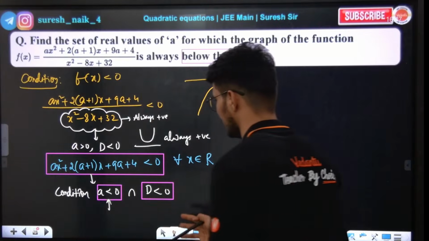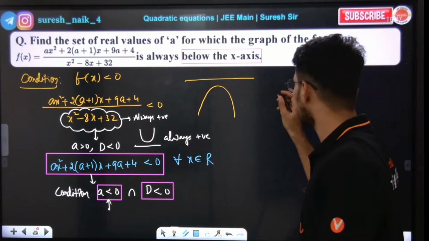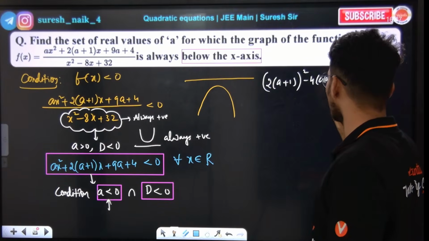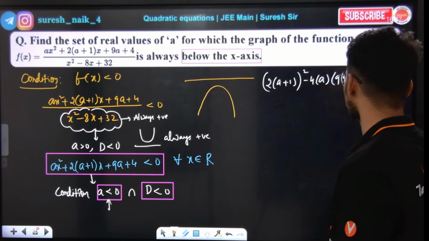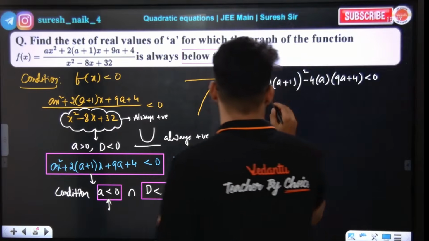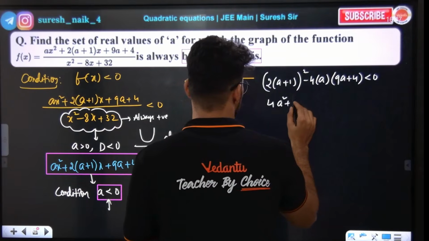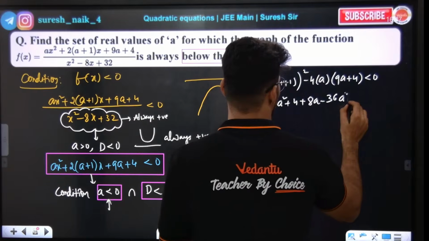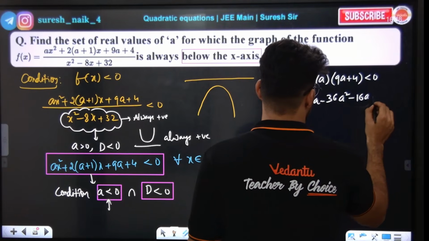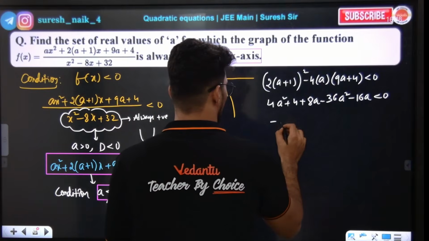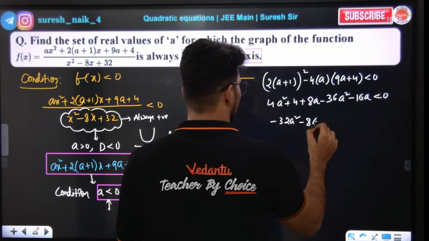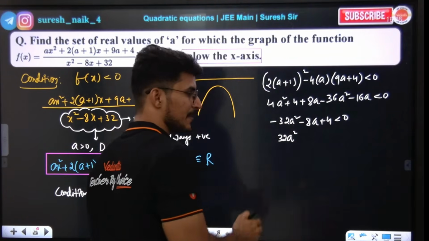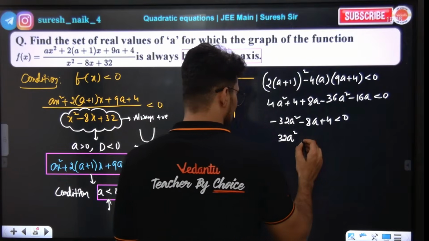D less than 0 means B square minus 4AC less than 0. B is 2 times of A plus 1, so B square minus 4AC, where C is 9A plus 4, is less than 0. So 4 into A square plus B square plus 8A minus 36A square minus 16A is less than 0. So minus 32A square minus 8A plus 4 is less than 0. If I make the coefficient of A square positive, then what am I going to get?